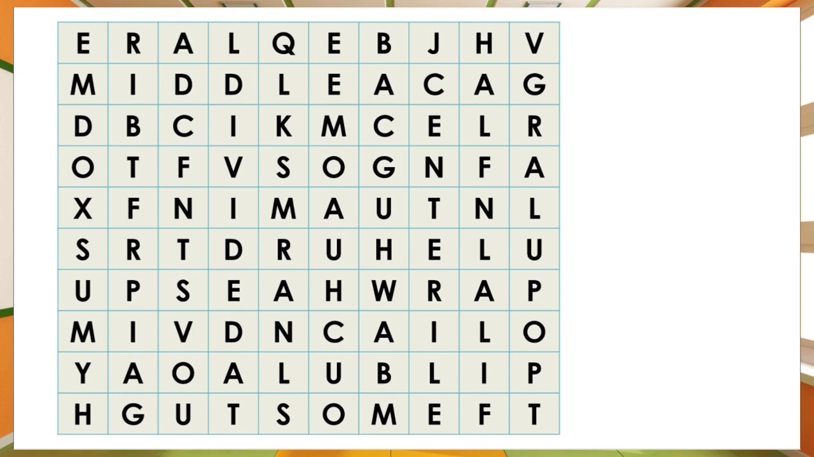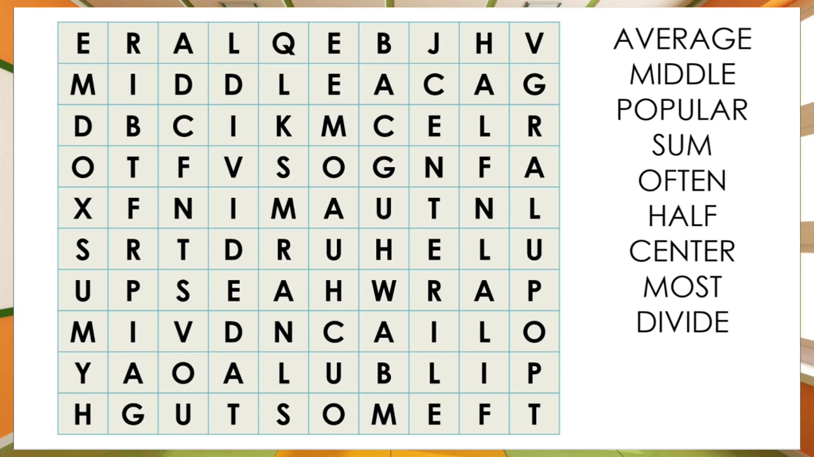Now that you know our learning objectives, let us start with the simple activity. As you can see, we have a word puzzle. All you have to do is to locate within the puzzle the following terms: average, middle, popular, sum, often, half, center, most, and divide. You have 1 minute to do the activity. Are you ready, class? Locate as many terms as you can. Your time starts now.